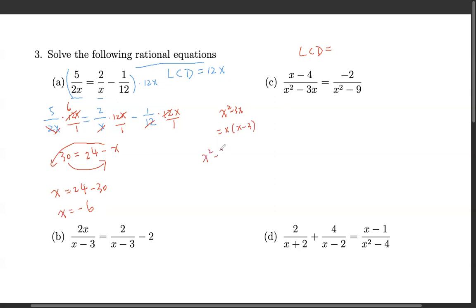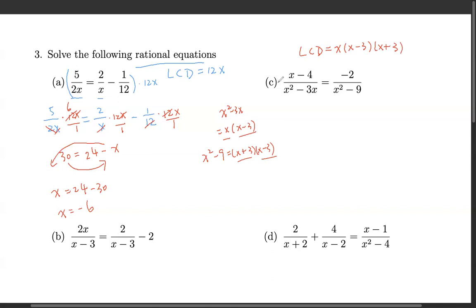Then x squared minus 9, that's the difference of two squares. That's x plus 3 times x minus 3. So we have x minus 3, x minus 3 here, then x plus 3. So the least common denominator for this one is x times x minus 3 times x plus 3.